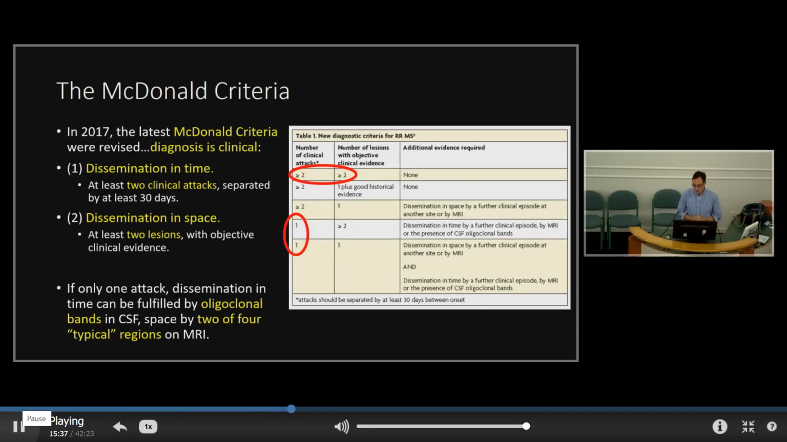Okay, so the criteria are designed to give you the ability to say, yes, this person fulfills the criteria for MS. It's still important to exclude the mimics, which we'll mention in a couple slides. Okay, so this doesn't automatically definitely mean it's MS, but they have to fulfill these criteria before we call it that.